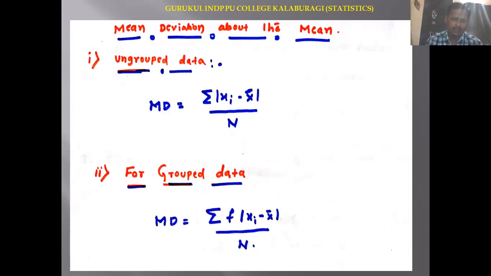And similarly for grouped data, the mean deviation will be equal to summation of frequency f into modulus of xi minus x bar divided by n. So the only thing for grouped data is that we need to multiply the frequency. But in objective questions, in most of the examples, they will give only ungrouped data. So we need to remember carefully the formulas regarding ungrouped data.